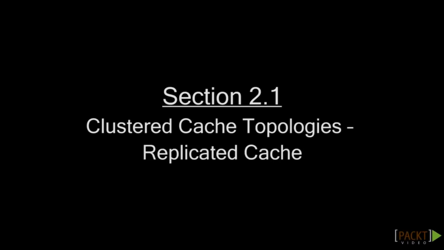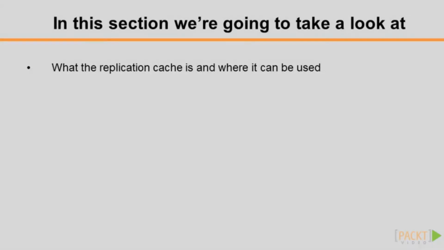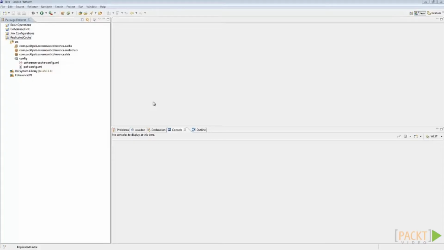In section 1, we learn how to start, configure, and monitor Coherence cache applications. In this video, we'll take a look at what a replicated cache is and where it can be used. Before getting started, you ought to download the replicated cache operation zip file and extract it to your workspace, then import it to your Coherence project. After you've added it to your project in Eclipse, take a look at the cache configuration file in the config folder.